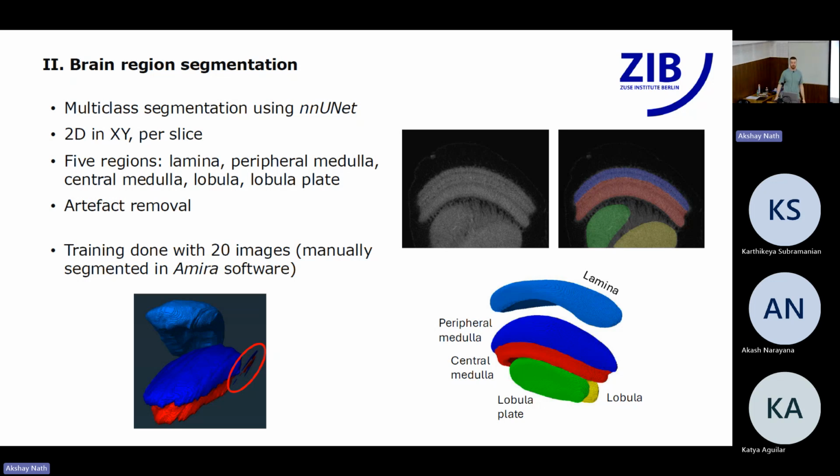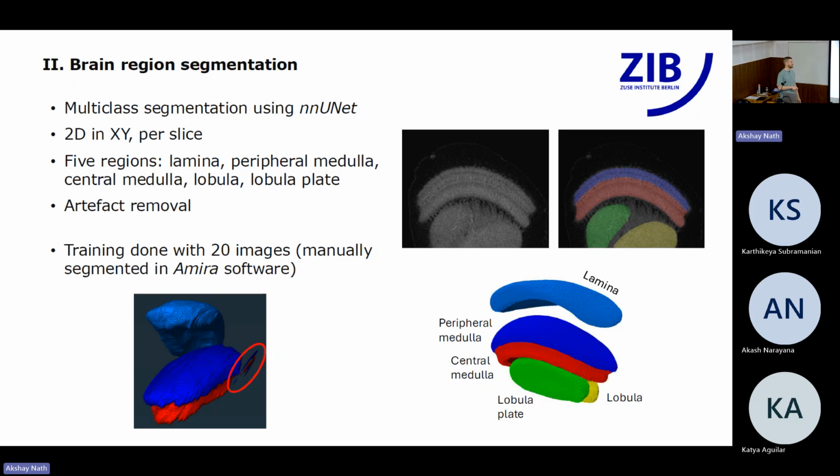Yes, they are. And the lamina is separated a little bit. So it is rendering as it is. And are there clear boundaries between the peripheral medulla and the central medulla?